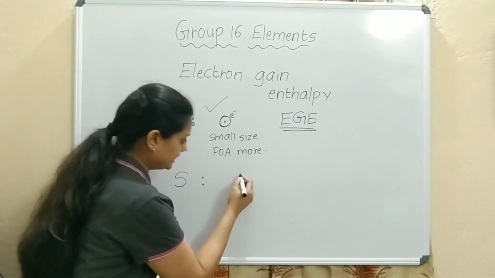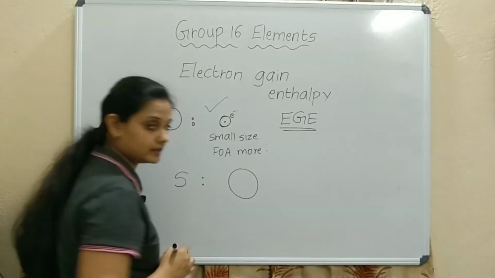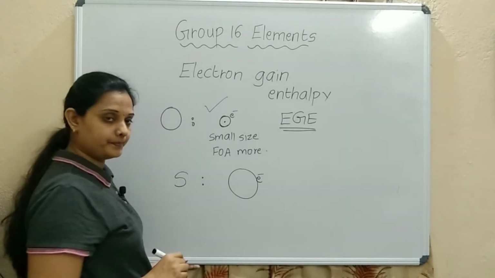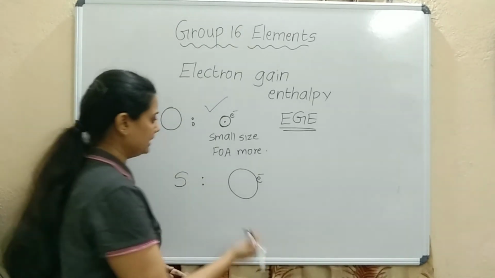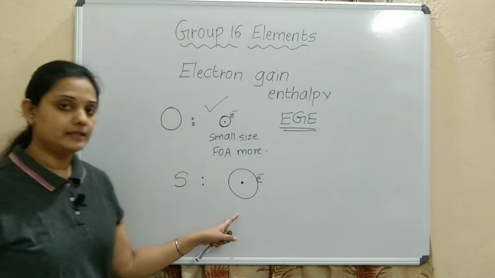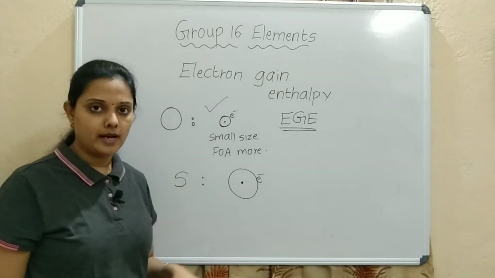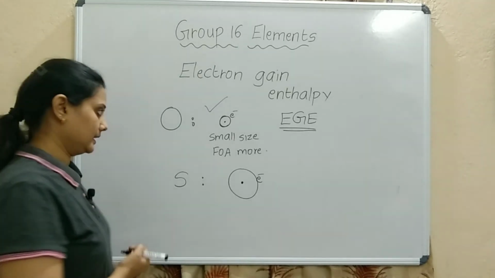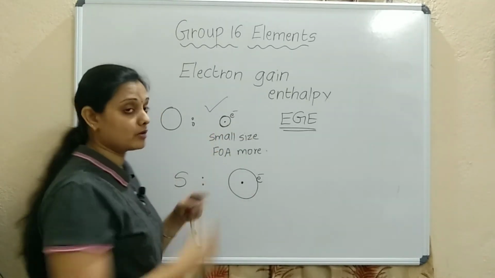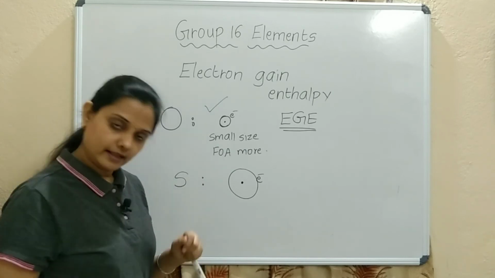Sulfur is a little bigger in size than oxygen. Correct? So here also an electron has to be added, same like tellurium. Here it is difficult to add, here it is easy to add. But one more thing: what about the repulsion in the electrons? Already electrons are present. Right?